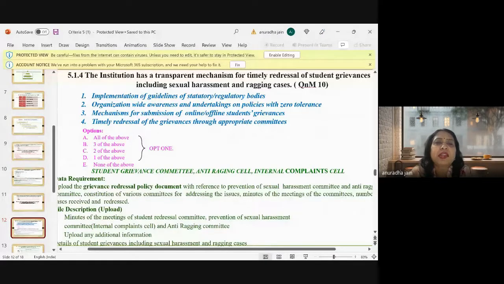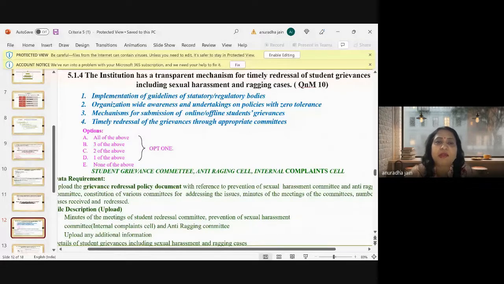Then second is organization-wide awareness and undertakings on policies with zero tolerance. So that means there should be zero tolerance in case of sexual harassment at workplace or ragging cases. So any institution should have complete awareness programs for the students. At the time of orientation program also, we should give awareness to the students about the existence of these committees, and wide circulation should be there.